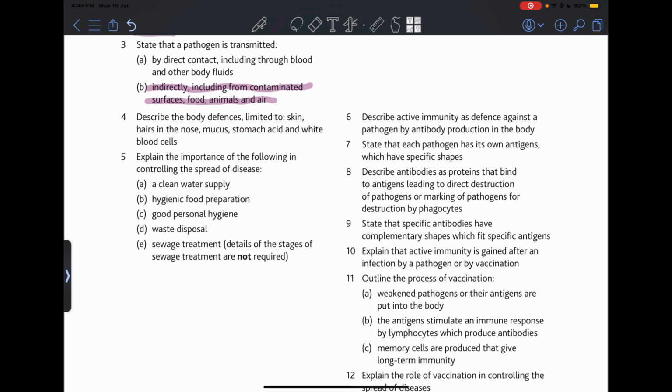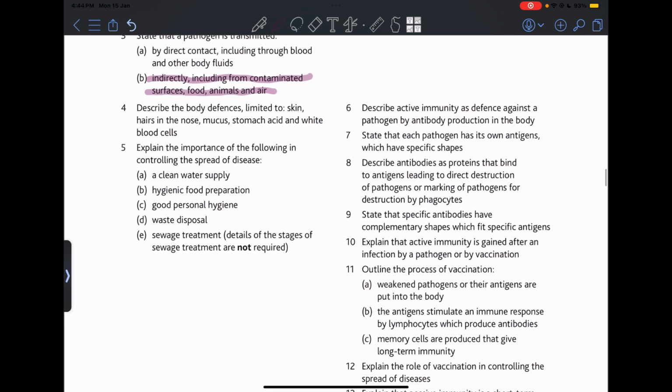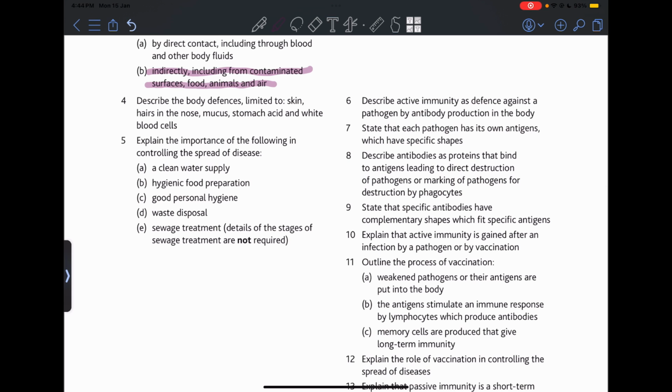So we do not want diseases on our bodies, or we do not want to be eating from contaminated water. Now, hygienic food preparation. People need to wear masks when they are cooking in restaurants. And if at home, you have to be not sick when you are doing your food.